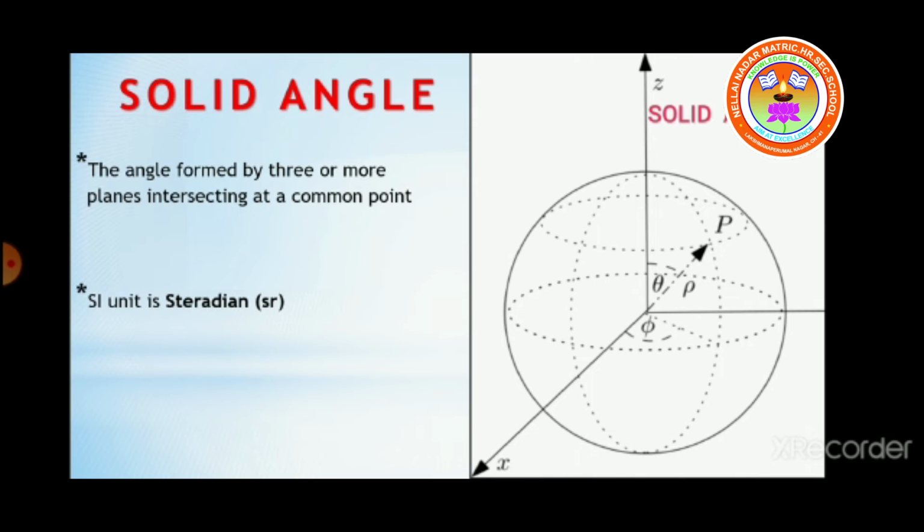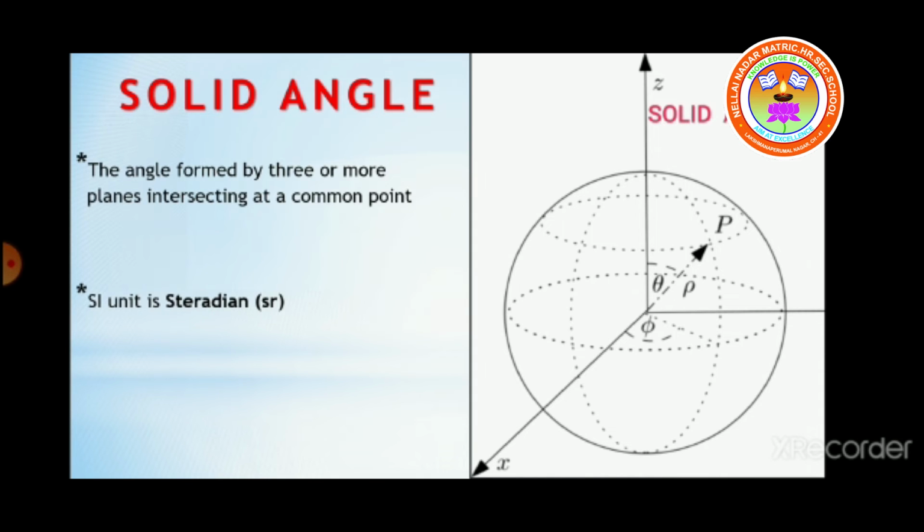It is based on the object. It makes the smallest angle. This angle is called the solid angle. It is denoted by the symbol Ω. So what is solid angle? The angle formed by three or more planes intersecting at a common point.